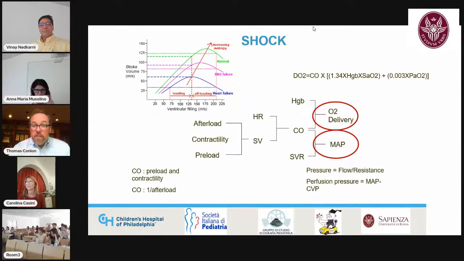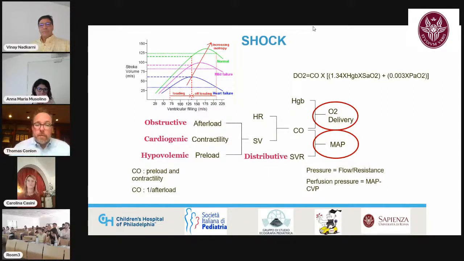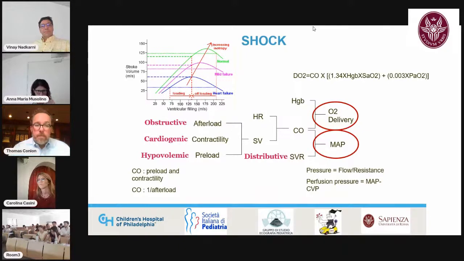We also know that our physiology has goals. We have end organ oxygen delivery and end organ tissue perfusion as the ultimate goals of our underlying hemodynamic variables. And when we describe shock, we specifically describe abnormalities in some of these variables. For example, obstructive shock is a problem with our afterload condition. Cardiogenic shock, a problem with our contractility. Hypovolemic shock, a problem with our preload. And distributive shock, a problem with our vascular tone.